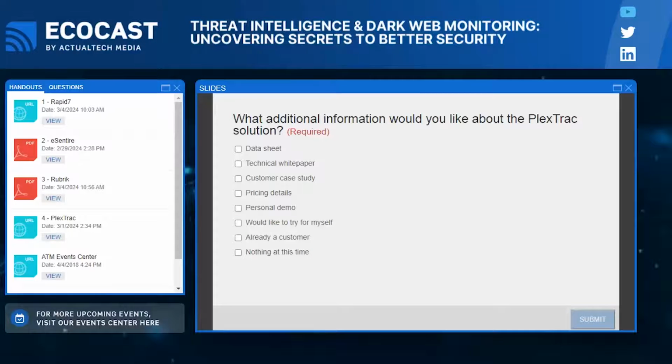So our first question here today for you, David. Paul wants to know, is PlexTrack able to streamline and make workflows efficient enough for an SMB to monitor threat intel, even with minimal staffing?